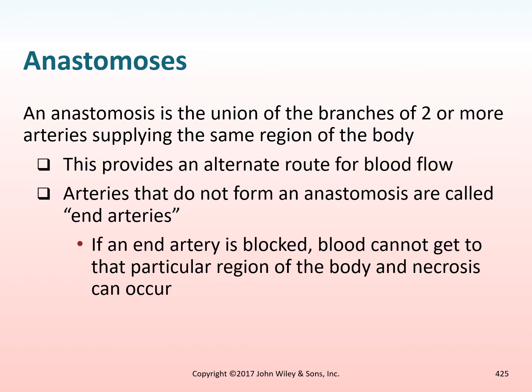Anastomosis, plural anastomoses, in Chicago speak. An anastomosis is the union of the branches of two or more arteries supplying the same region. This provides an alternate route for blood flow. Arteries that do not form an anastomosis are called end arteries. If an end artery is blocked, blood would not be able to get to that particular region of the body, and necrosis would occur.